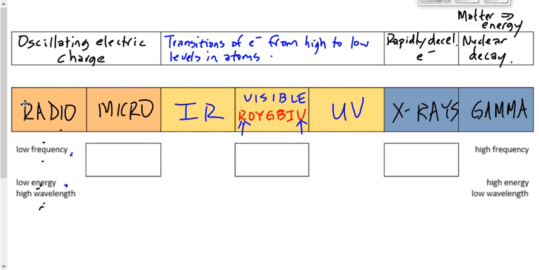So you do have to remember these 7 types of EMR, and you have to remember the order of them, and you have to remember how each of them are produced. Generally, we say they're all produced by accelerating charges. Need accelerating charges because accelerating charges produce changing electric and changing magnetic fields that are perpendicular to each other and perpendicular to the way the wave moves.